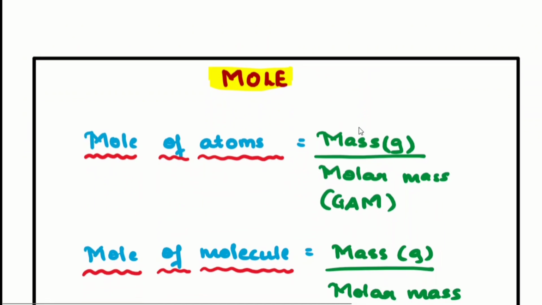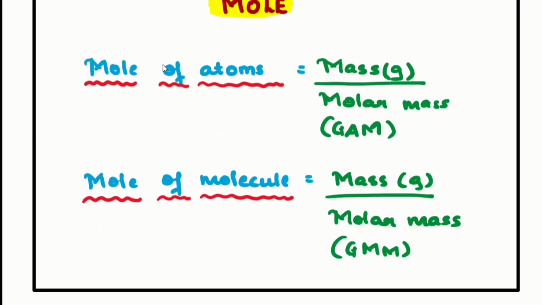The next formula for mole is: mole of atoms is equal to mass in gram upon molar mass, which is also called gram atomic mass. So this is for atoms. Same way we can also write it for molecules. So mole of a molecule is equal to mass in gram upon molar mass, which can also be written as gram molecular mass.